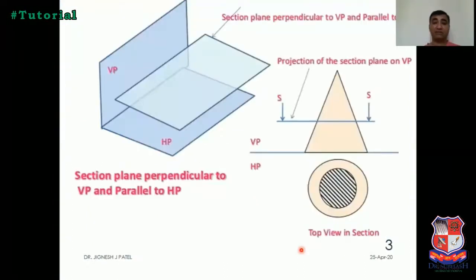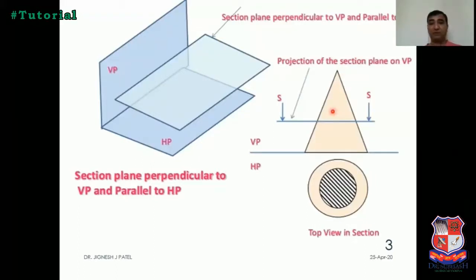Now let us see different section planes. First is the section plane perpendicular to VP and parallel to HP. Now you can see here this plane which is perpendicular to VP and parallel to HP. Now here, how to show this cutting plane in its front view? If the plane is perpendicular to VP, the cutting plane you can see as this line, it shows the cutting plane in the front view.